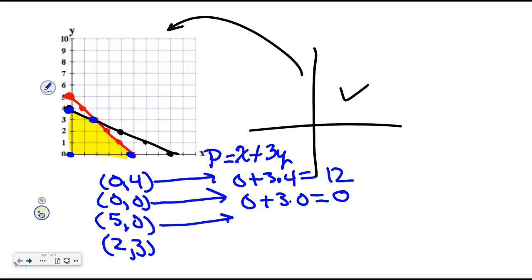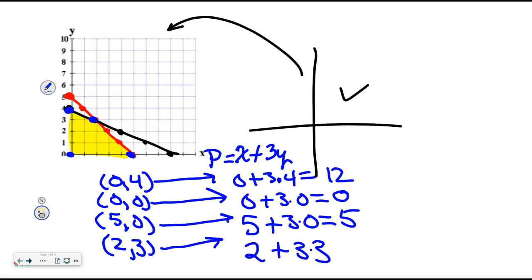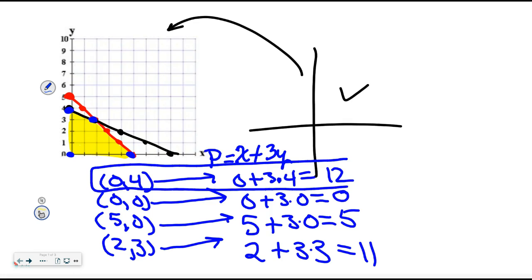The next one, when I do x plus 3y, I do 5 plus 3 times 0, which is just 5. And the last one is what? The last one will be x2 plus 3 times the y. So 2 plus 9? 11. So the answer to this one, make sure you answer it. This would be it. And if you were making shoes and shirts that met those constraints, and X was shoes and Y was shirts, you wouldn't make any shoes, and you make four shirts because it's giving you the most profit.